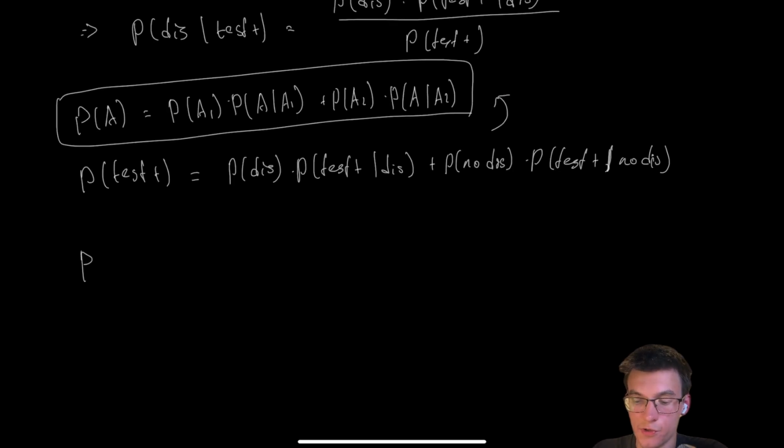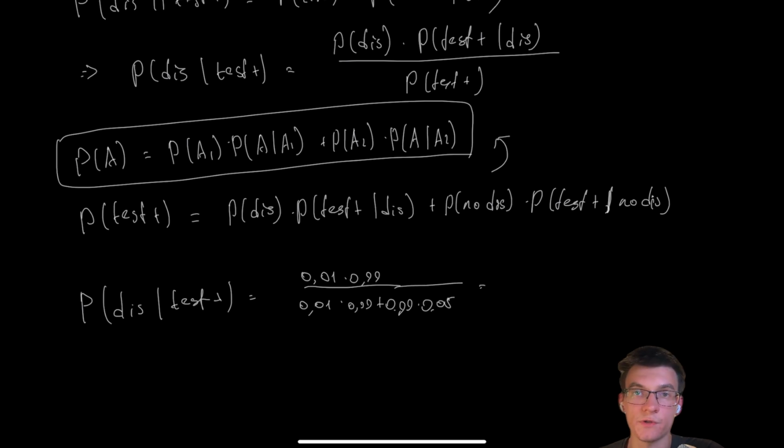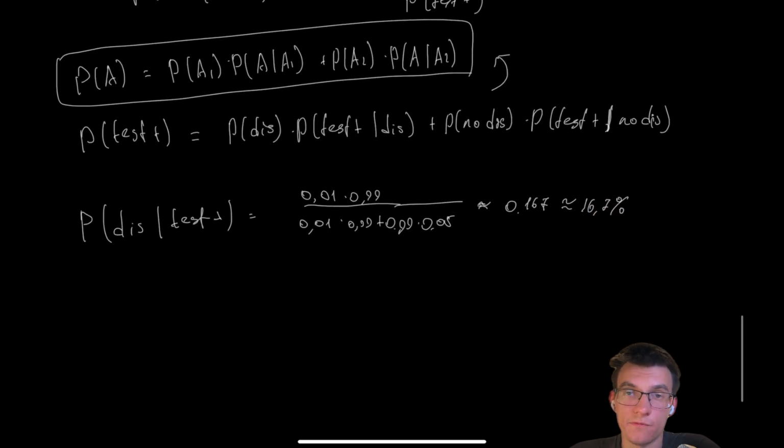Now let's take a look at the final result of having the disease given a positive test. If we calculate this formula, we get the following fraction: 0.01 times 0.99, over 0.01 times 0.99 plus 0.99 times 0.05, which approximately equals 0.167, about 16.7%. So Bayes' theorem shows that the rare disease dominates the math, even with accurate tests. Let's formulate the formal statement of Bayes' theorem.